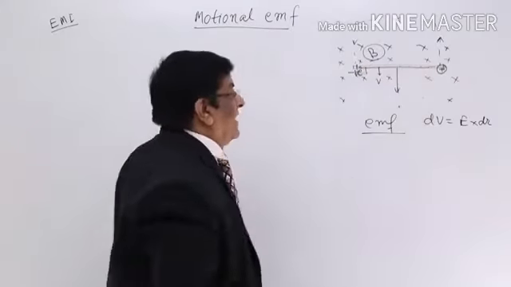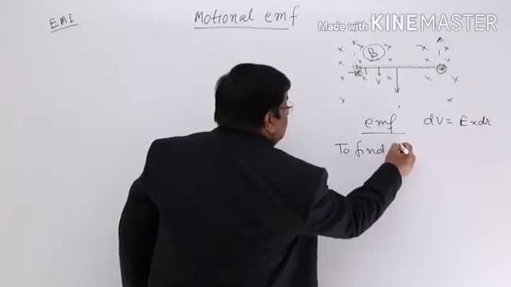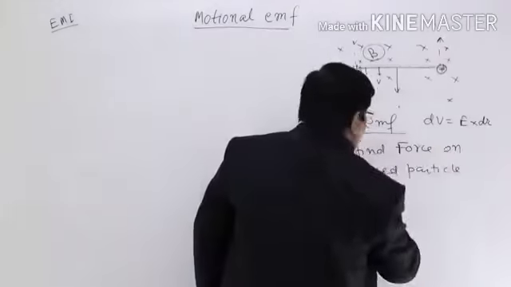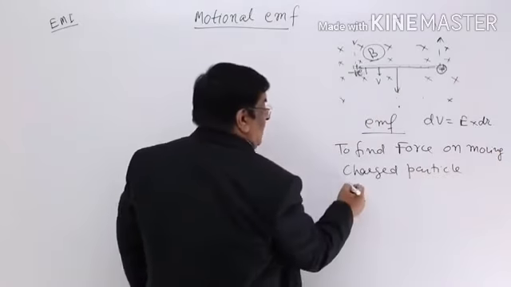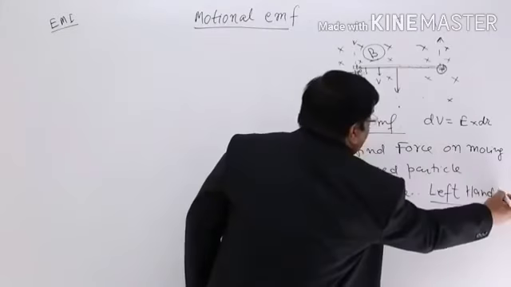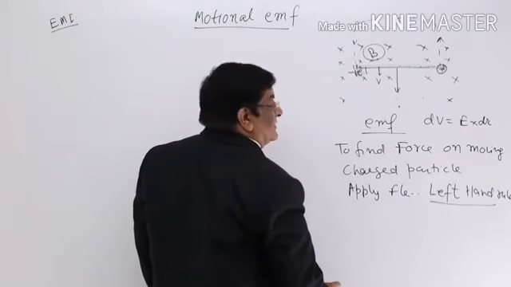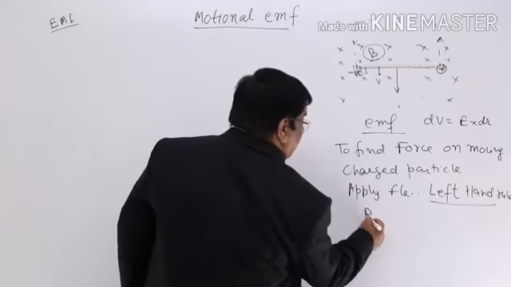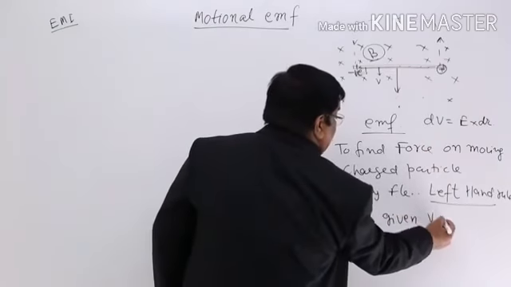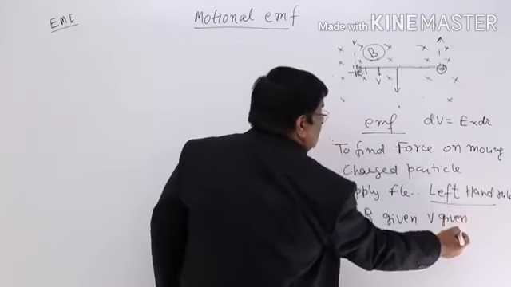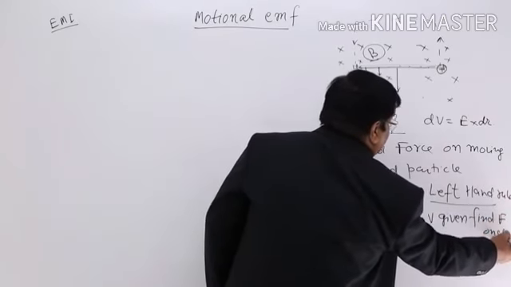Here, when we are applying force, to find force on a moving charge particle, apply the left hand rule. In this left hand rule, what is given to us? The answer is B given, V given, find F on the charge.